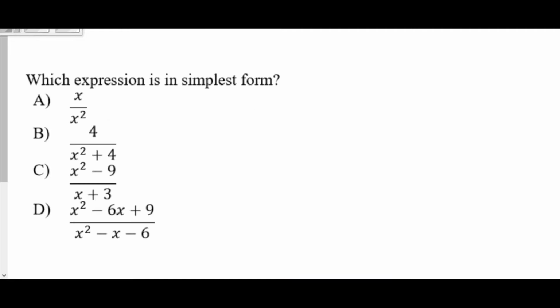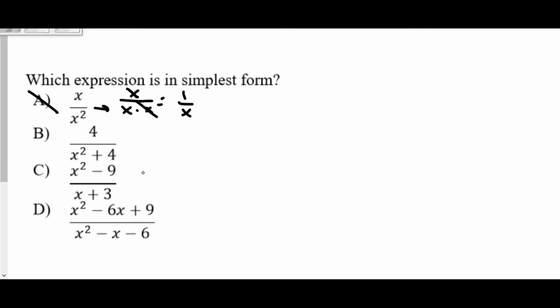Question is in simplest form. So basically, all we have to do is go through each answer and see if we can simplify it any further. X over x squared, I'm going to rewrite it as x over x times x, and we know that if we have matching things on the top and the bottom, we can just cross them out, and that leaves us with 1 over x. So x over x squared can be simplified more, so that is obviously not in simplest form.